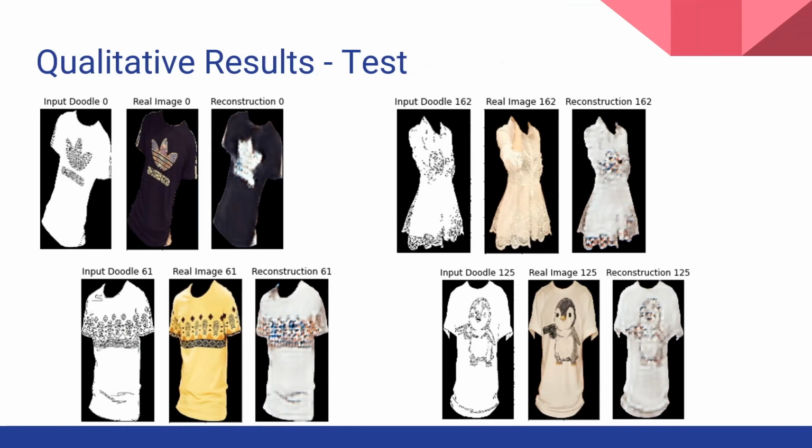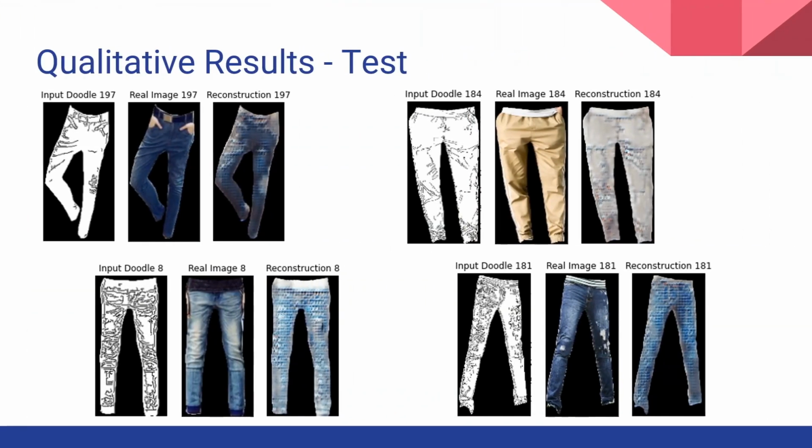Moving on to testing results, these are inputs that the generator has never before seen. As we can see, the generator can still pick up outlines and textures very well, but as all the input doodles are non-colored, the generator has no idea of what the actual color is, so the generated images can have very similar colors.